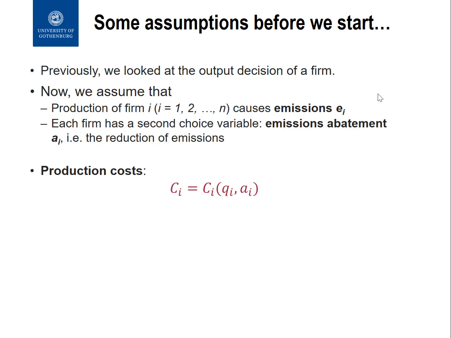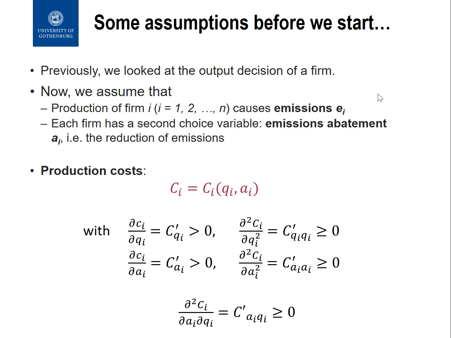The cost function has several properties. First, we assume that the cost function is increasing in both variables Q_i and A_i, which means that its first derivatives are strictly positive. And the cost function is either linear or convex in both variables, which gives non-negative second derivatives.